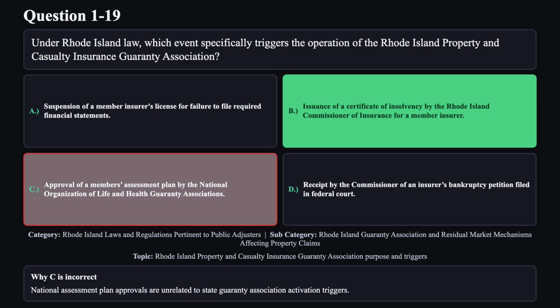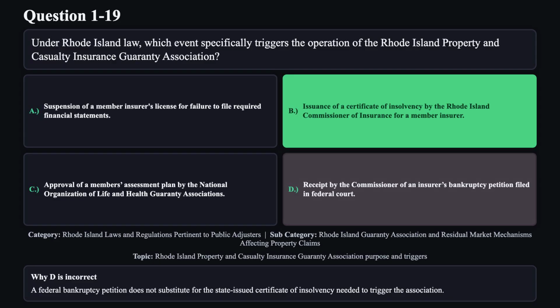Reason C is not correct. National Assessment Plan approvals are unrelated to State Guarantee Association activation triggers. Reason D is not correct. A federal bankruptcy petition does not substitute for the state-issued certificate of insolvency needed to trigger the association.